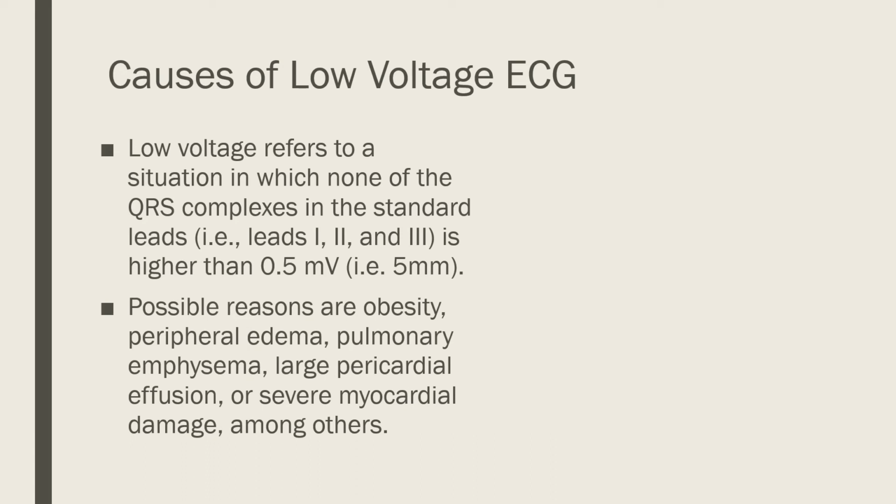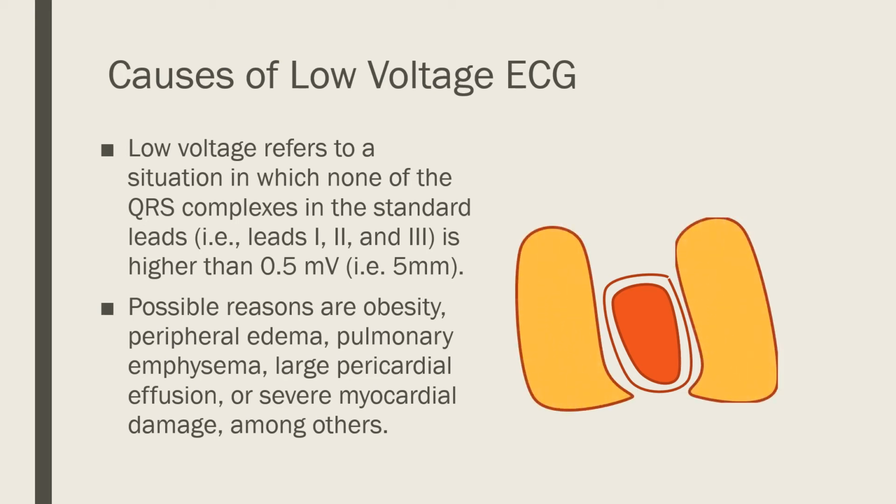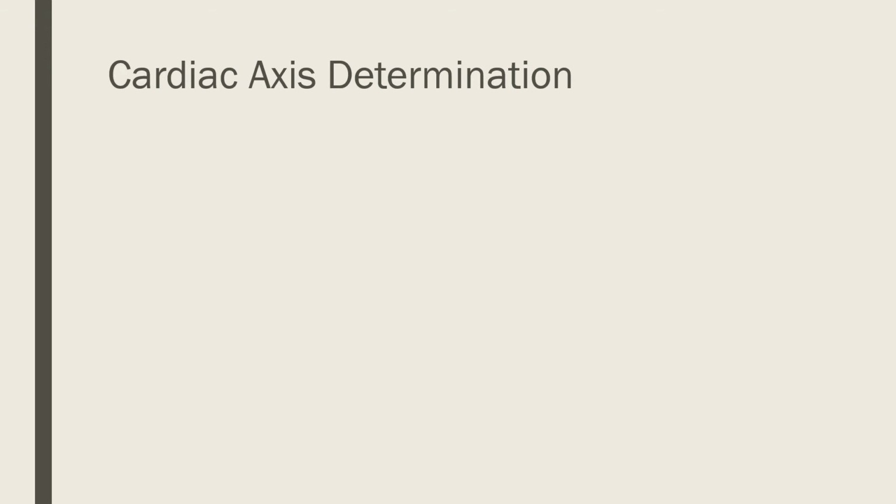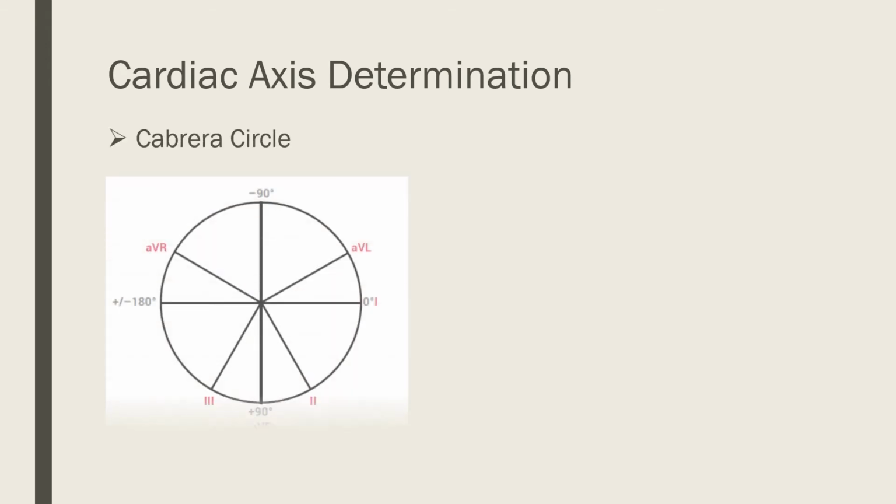What are the possible causes of the low voltage QRS complex in the ECG? First, we have severe myocardial damage like myocarditis. Second, we have pericardial effusion, especially if it is large. Third, we have pulmonary emphysema. Fourth, we have obesity. Fifth, peripheral edema. And sixth, hypothyroidism.